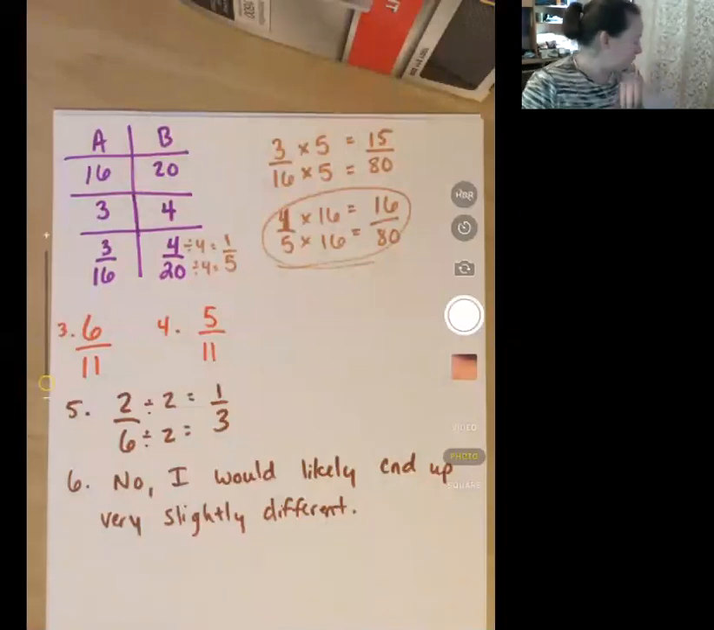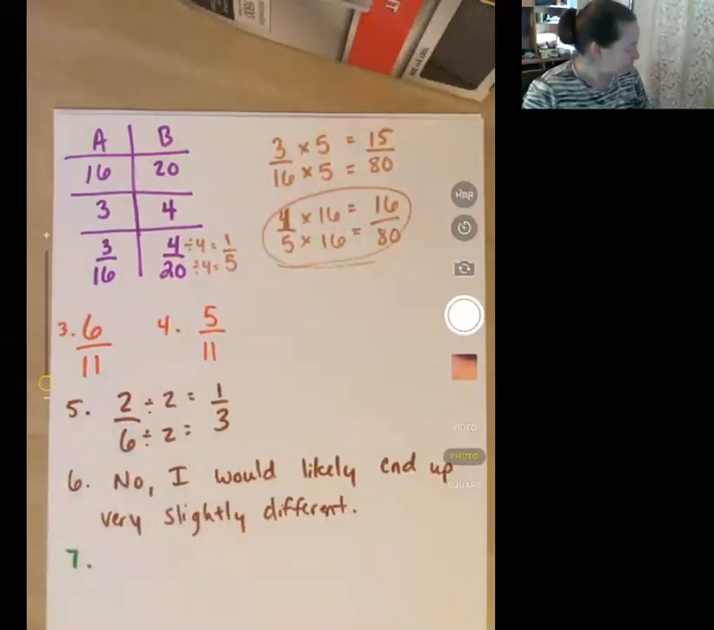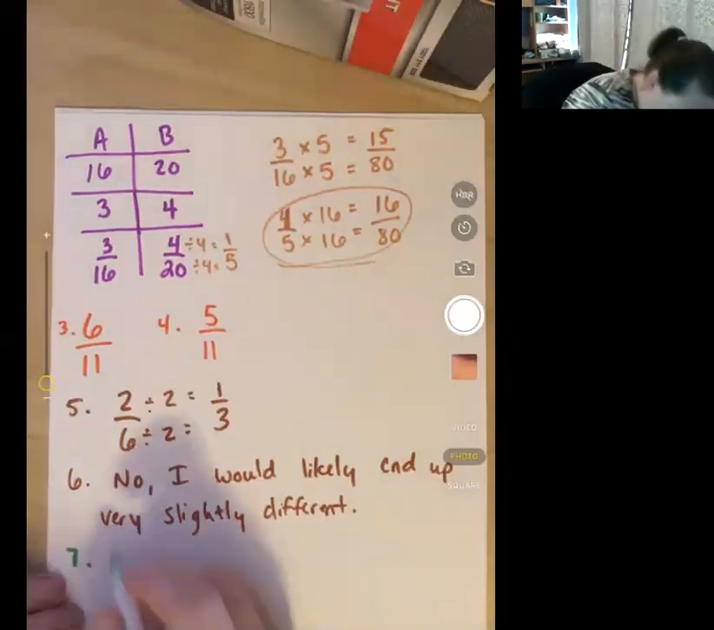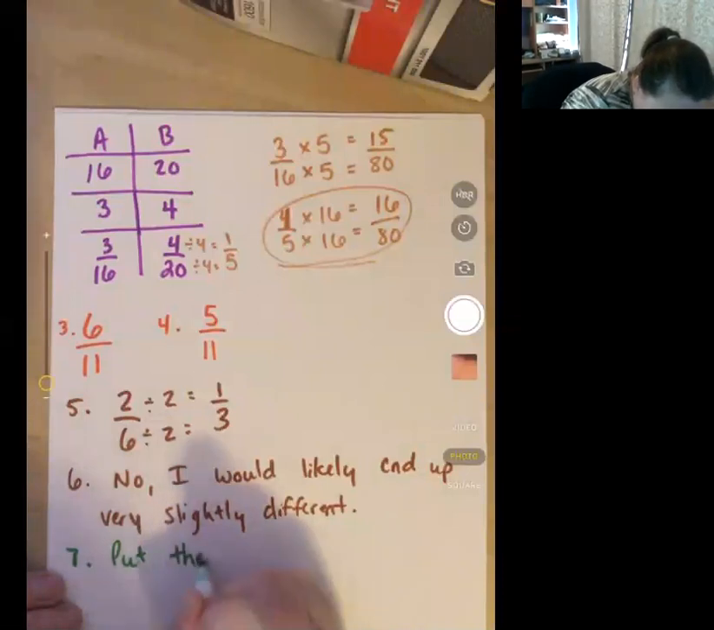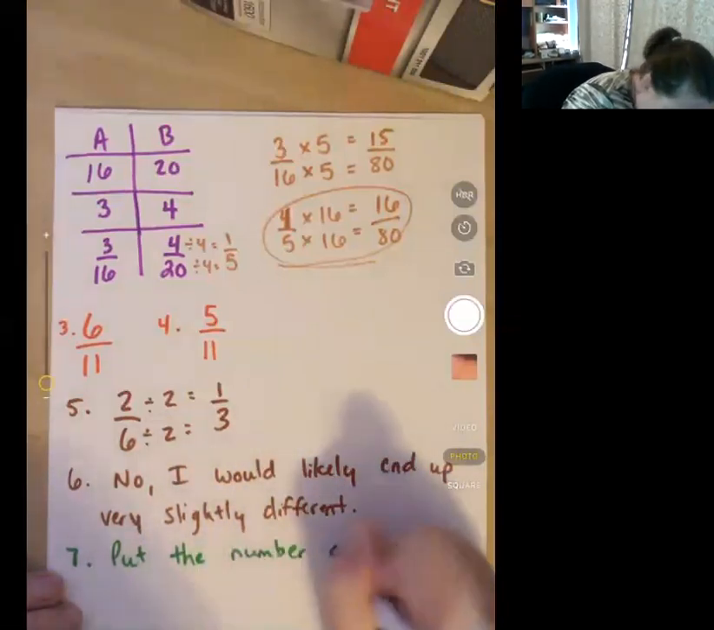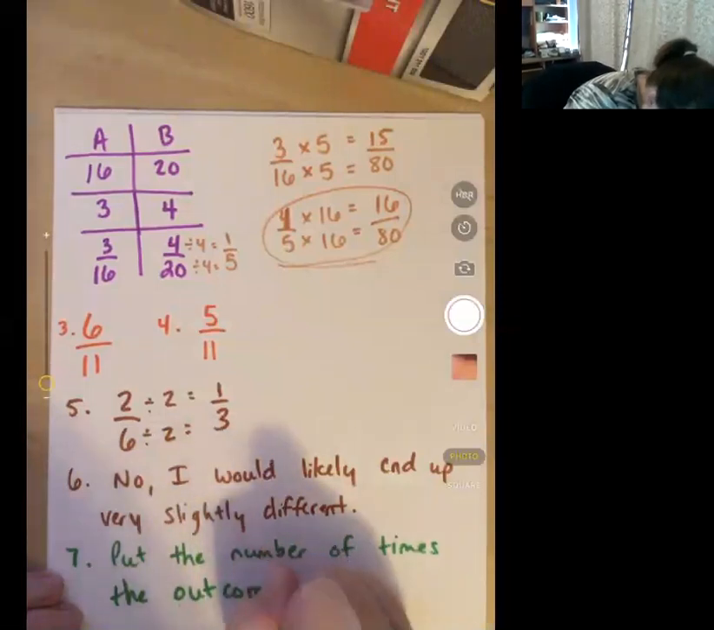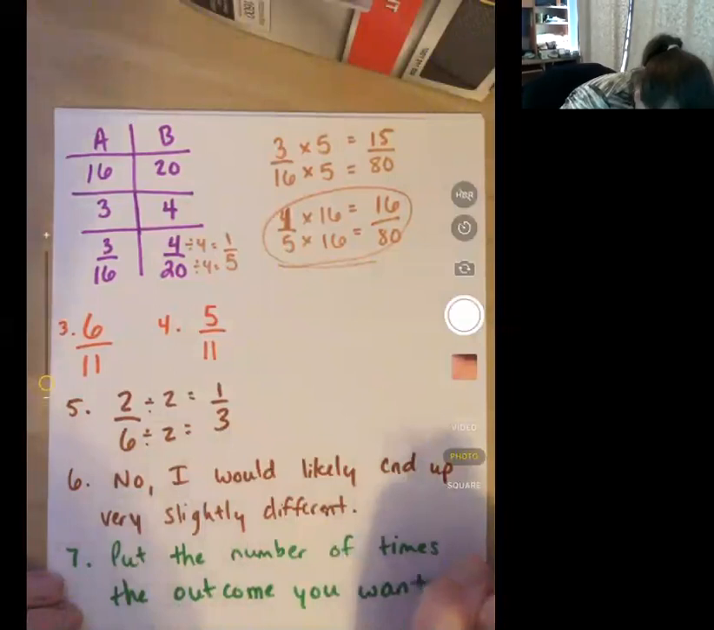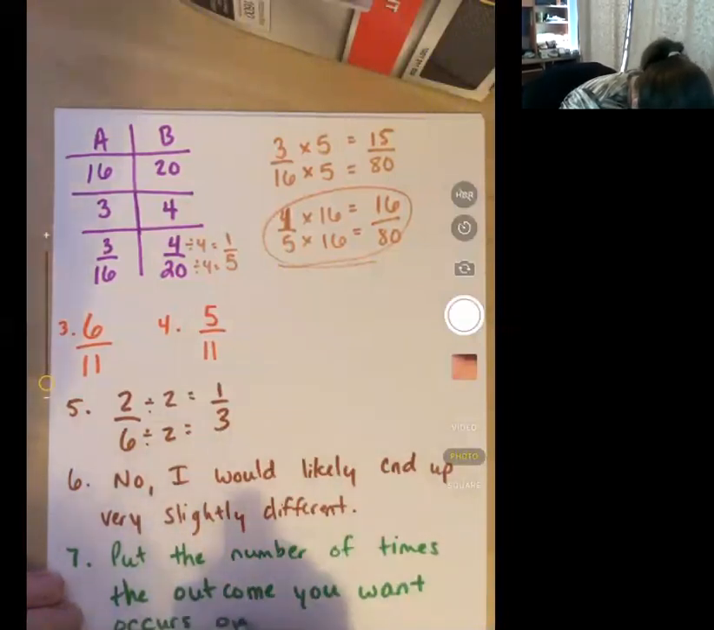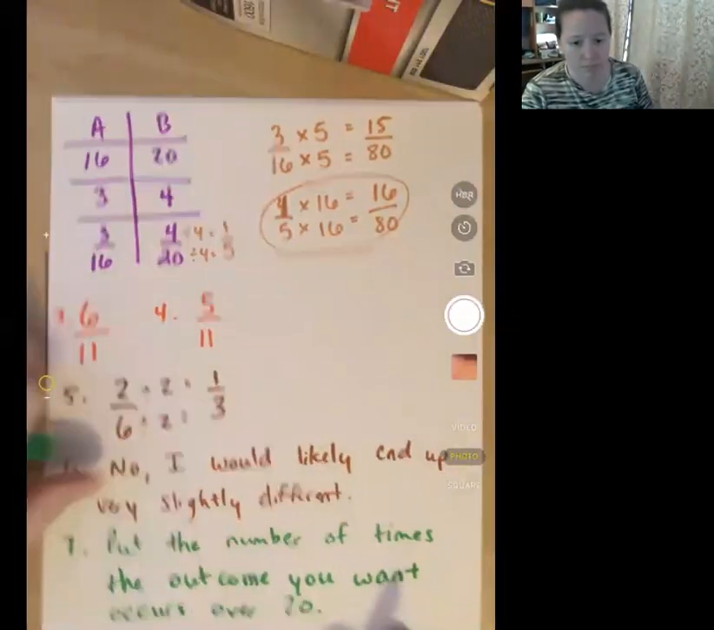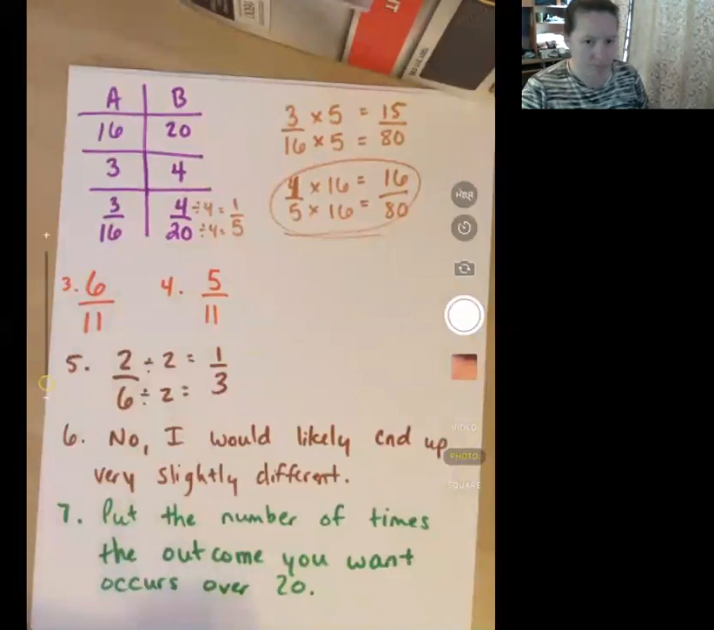And finally, number 7. How can you find the probability of a simple event if the total number of equally likely outcomes is 20? Okay. Put the number of times the outcome you want occurs over 20. That's how you do that.